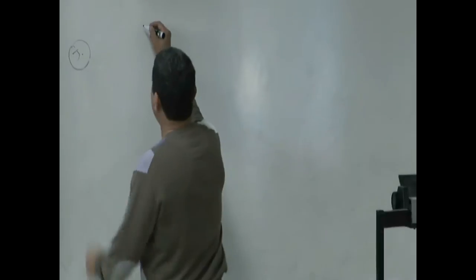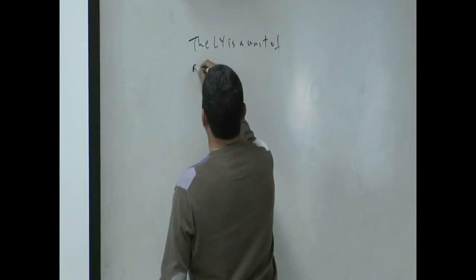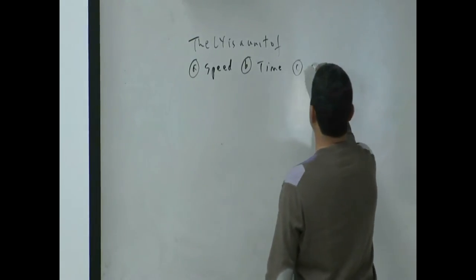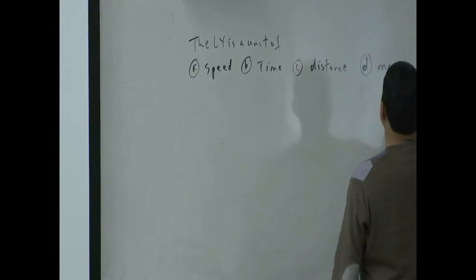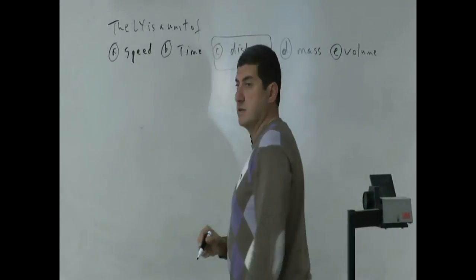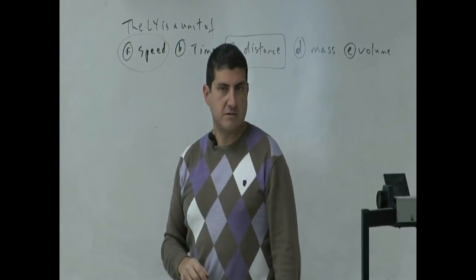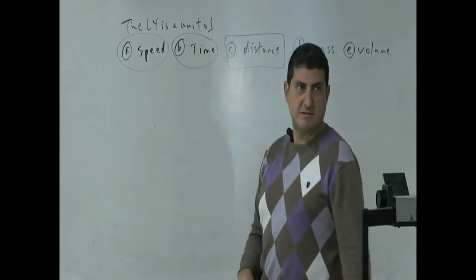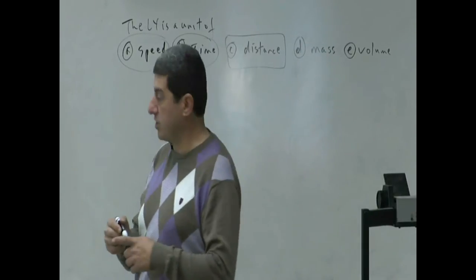The light year is a unit of, let's say, speed, time, distance, mass, volume. The correct answer is distance. A lot of students will put speed. About 30% of the students will put speed. Maybe about 30% will put time. And then the other 30% will put distance. Maybe some that just don't know it might put mass or volume, you know.